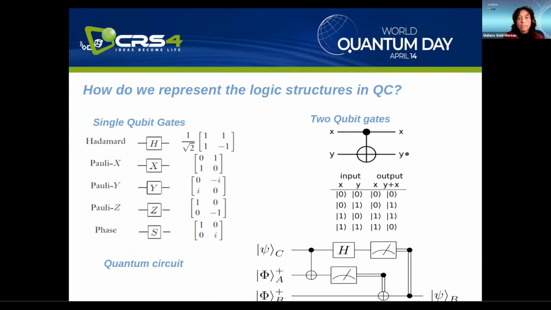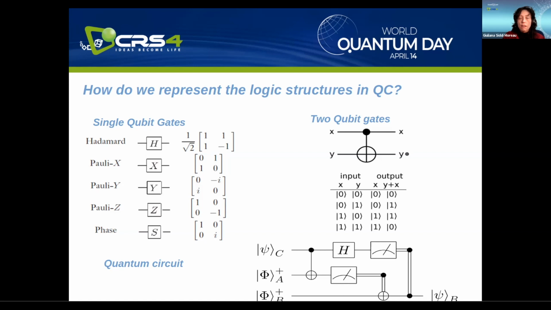How do we represent the logic structures in QC? Classical computers perform arbitrary Boolean logic with a small set of single-bit and 2-bit logic gates. As far as universal quantum computation is concerned, it can be built from a small subset of these types of single or 2-qubit gates. A universal gate set enables us to perform any type of algorithm, quantum or classical, on a gate model quantum computer.